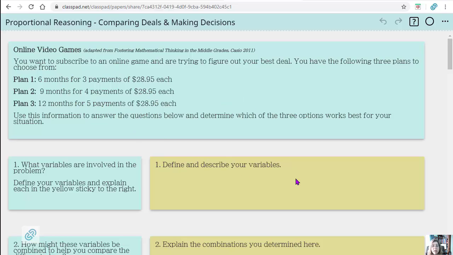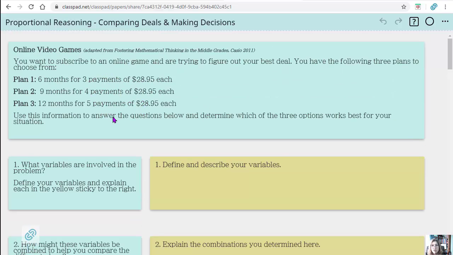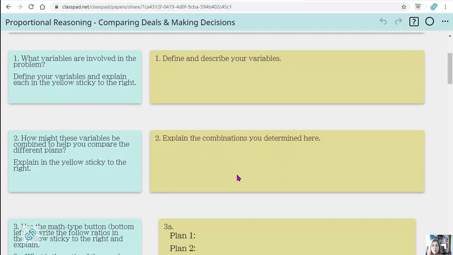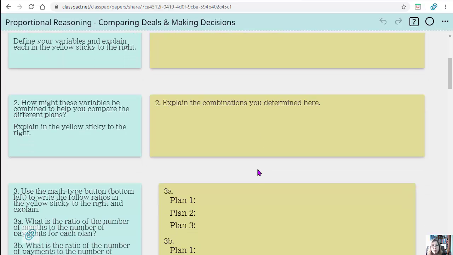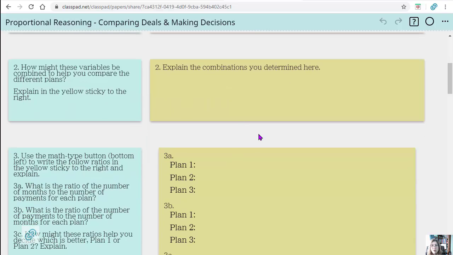Here's your information, and then we're going to have them really think about what are the variables, what's changing in here, and what's changing is the number of months, obviously, and how many payments you're paying in each plan, right? The cost of each payment's the same, but it's how many of those are you making. So these are kind of your variables that they're thinking about. They're going to talk about the different combinations that they come up with. So a lot of this is kind of analyzing what's happening, right? So the first few things are analyzing.